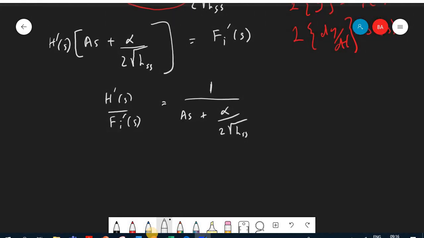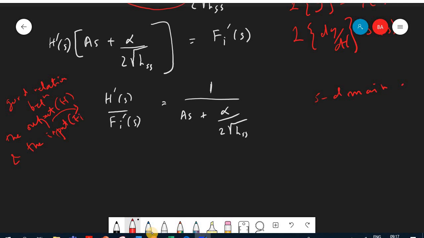And great. What could I say more than that? We are having our final shape of the transfer function. So this is now definitely in the S domain. And what do I have? I have a good relation between the output, and what is my output? It is the height, and the input, which is the input flow rate.